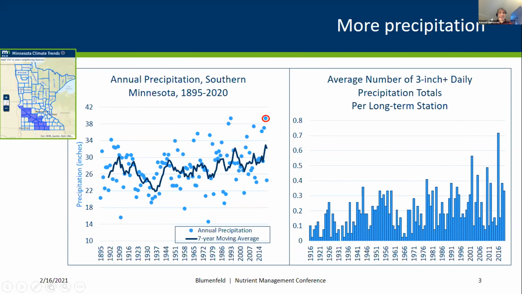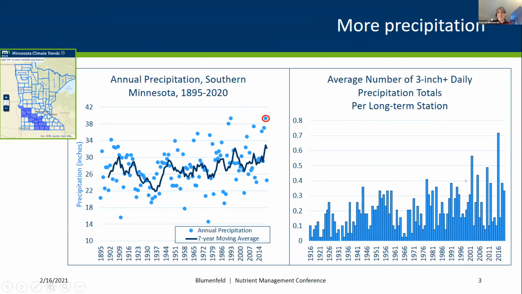We've had more precipitation in the last decade than we saw any other decade. I've kind of cut out a piece of southwestern and southern Minnesota here in this inset map, but we could have done this for any part of western, southern, even the entire state of Minnesota. 2019 was the wettest year on record, and it capped off the wettest decade on record.